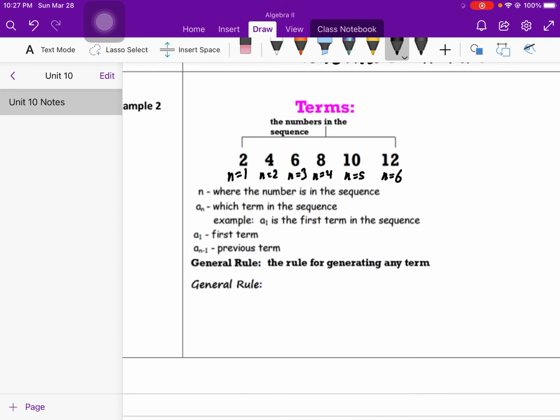And then the general rule for generating any term is a of n equals, and then you would have your rule. An example of this would be a of n equals 2 times n. So whatever the n is, whichever part of the sequence we're looking at, let's say we did a of 1. Then it would be 2 times 1, which would equal 2. Or you could do a of 5. That would be 2 times 5 equals 10. So 10 would be the 5th term in that sequence.